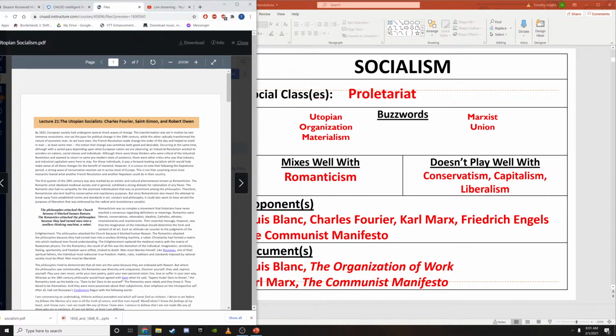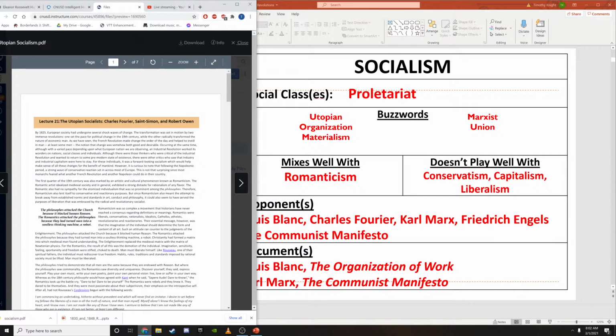Occurring at the same time, although with a varied pace depending upon what European nation we are observing, an industrial revolution worked its wonders on nations, social classes, and individuals. Although there were those thinkers who were critical of the Industrial Revolution and wanted to return to some pre-modern state of existence, there were other critics who saw that industry and industrial capitalism were here to stay. For these individuals, it was a forward-looking socialism which would help make sense of all of these changes for the benefit of mankind. However, it is curious to note that following the Napoleonic period, a strong wave of conservative reactions set in across most of Europe.